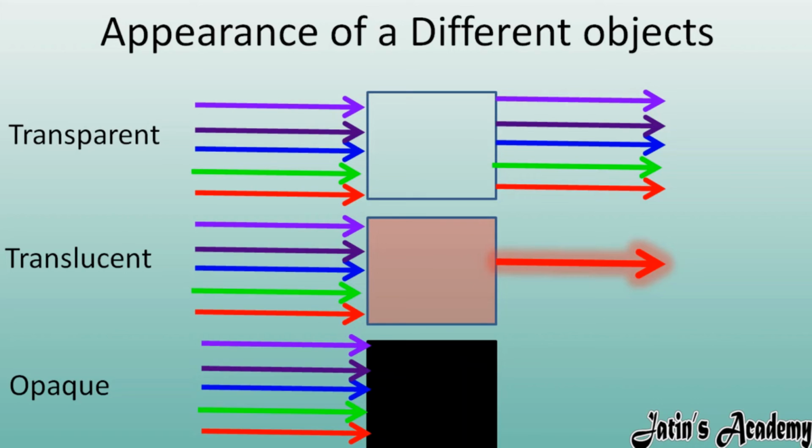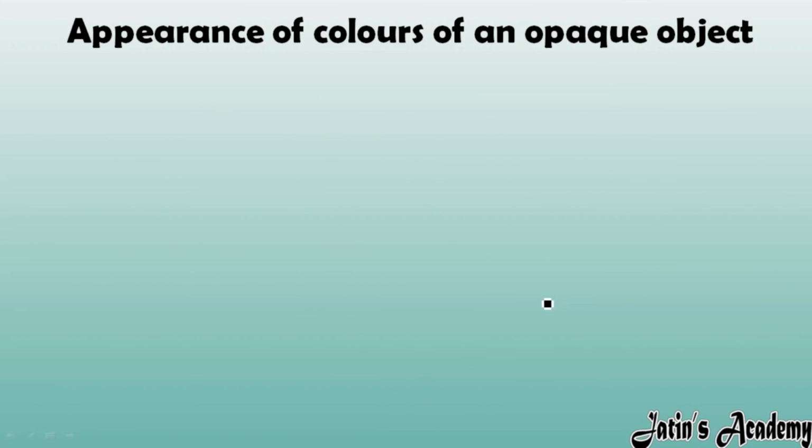Means whatsoever objects we are watching in our surroundings, for example wall, table, chair, pen, pencil, all those objects are opaque objects which do not allow the light radiations to pass through them. Now we are going to study how the colors of different opaque objects arise.